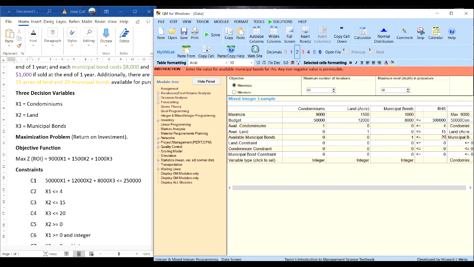Here, these are quite simple as well. Land constraint, X2 must be greater than or equal to 0. That doesn't really mean anything. It can be 0, it can be more than 0. It just can't be minus. And that's pretty self-explanatory. Again here, condominium, X1 greater than or equal to 0. And again, municipal bond, X3 greater than or equal to 0.